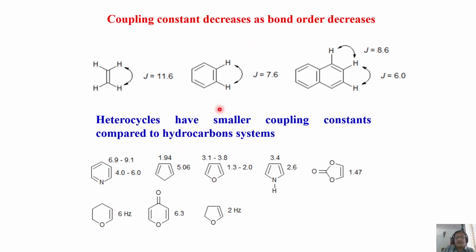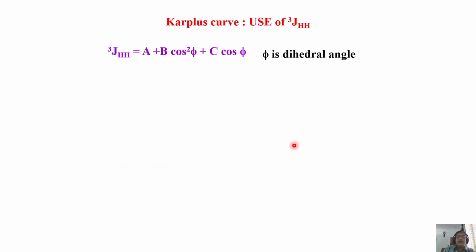Now similarly here, if you look at it, this is 7.6, whereas in this case this is 6.0, this is 8.6. So heterocyclics also have smaller coupling constants compared to hydrocarbons. These are all uses of the Karplus equation, something very important.